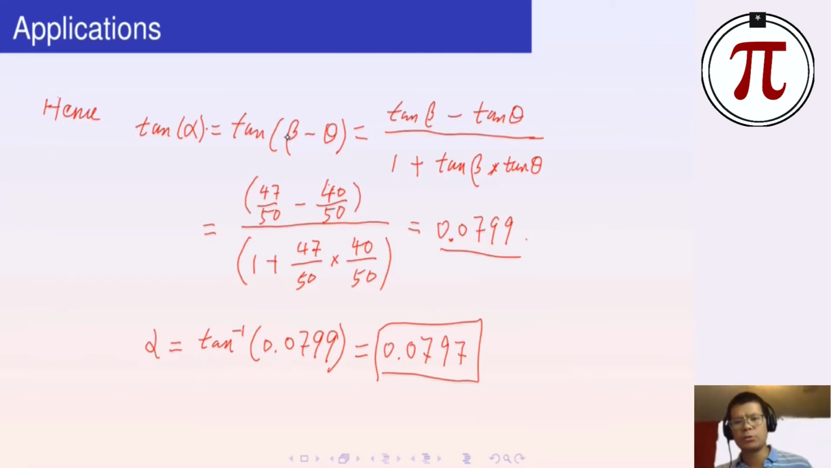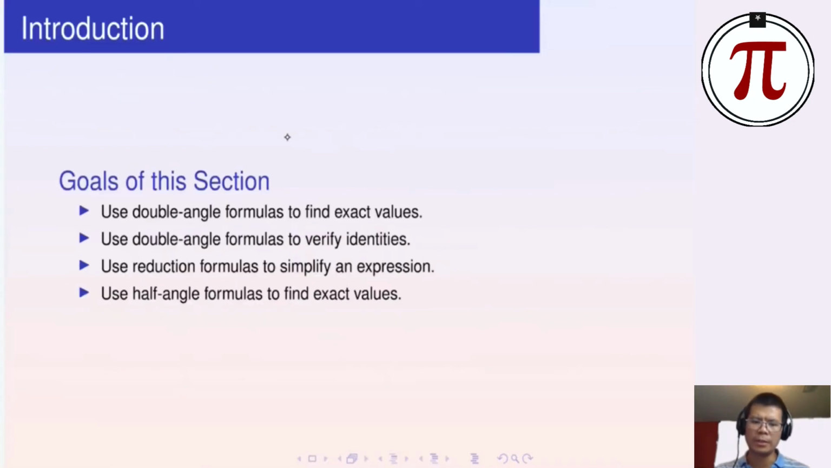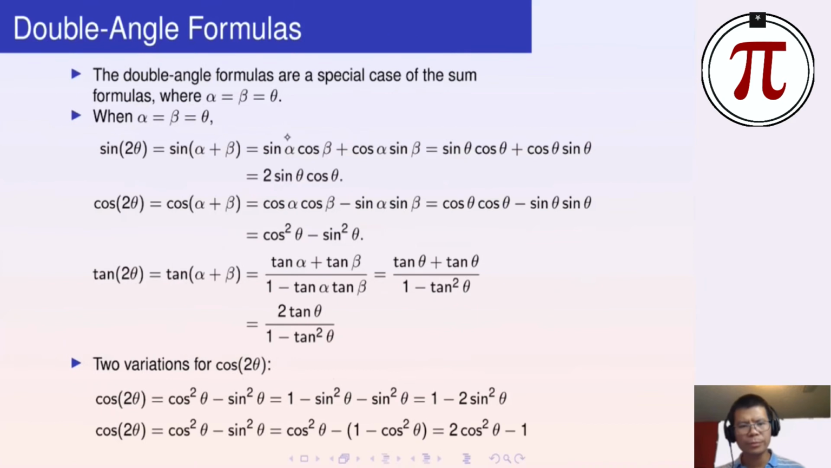All right, so now we're going to move on to section 3.3. It's the double angle, half angle, and reduction formulas. Very important section. Let's consider this one. The double angle formula is a special case of the summation formula, where alpha and beta are the same.